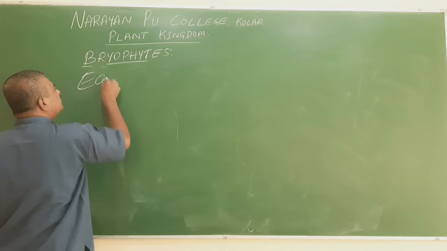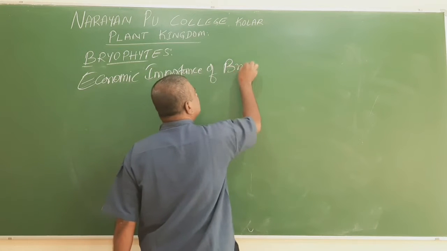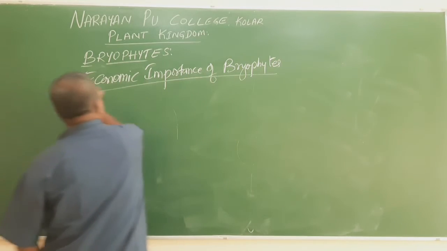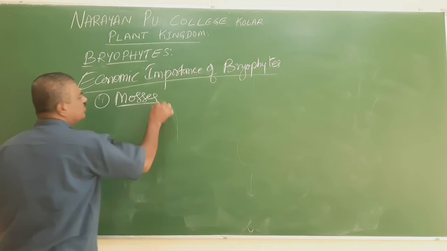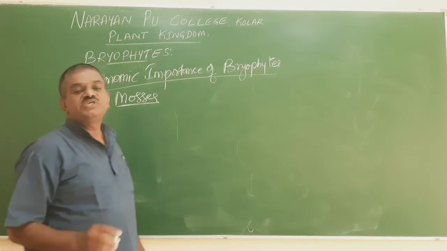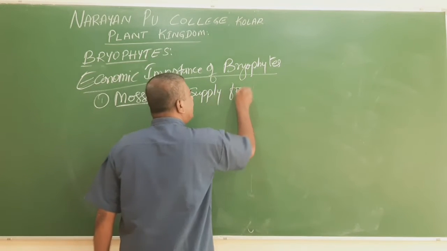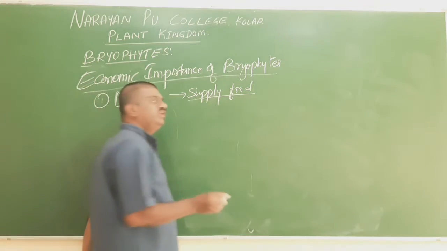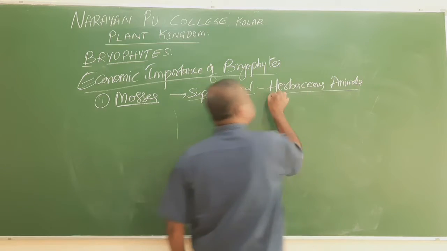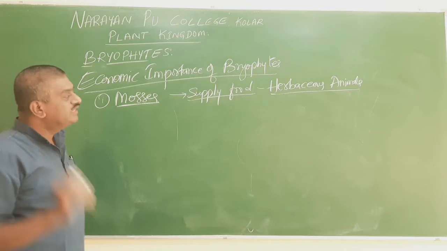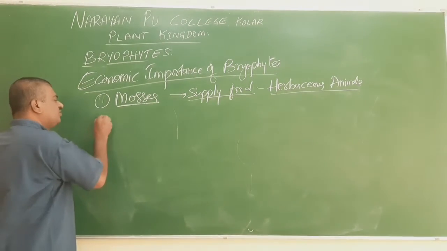So we start with the economic importance of bryophytes. So here, the very first one is mosses. Mosses form a supplementary food. They act like a food for herbaceous animals, as well as for some of the other animals also. So first point, it acts as a food. This is one of the economic importances.